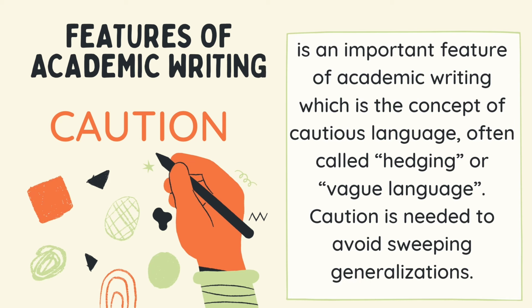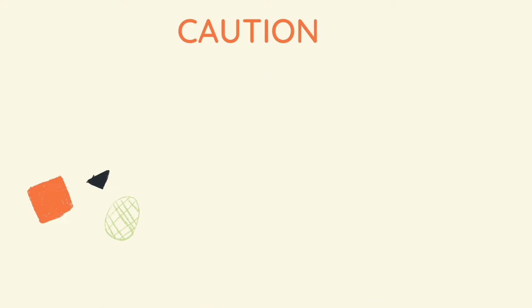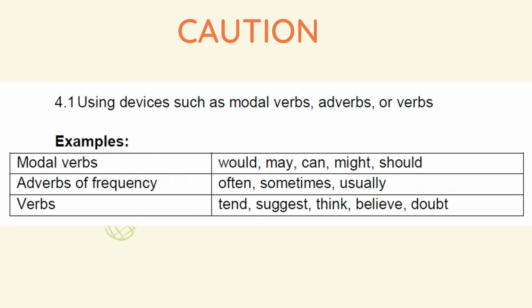The last feature is caution. It is an important feature of academic writing, which is the concept of cautious language, often called hedging or vague language. Caution is needed to avoid sweeping generalizations. To achieve caution, we use devices such as modal verbs, adverbs, or verbs. The examples of modal verbs are would, may, can, might, and should. Adverbs of frequency: often, sometimes, and usually. Verbs: tend, suggest, think, believe, and doubt.